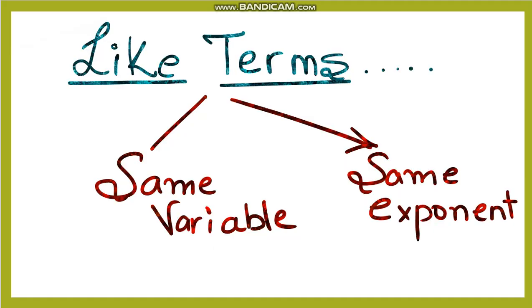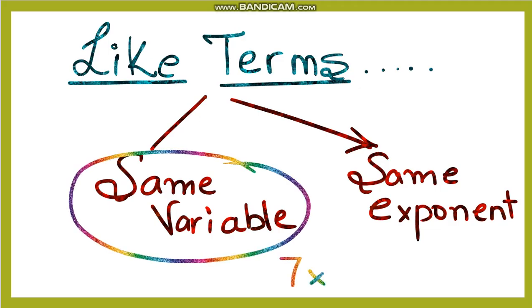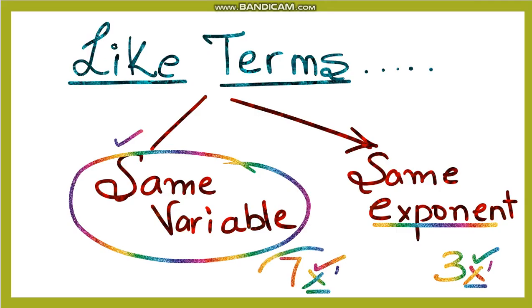Let's quickly review what like terms are. Like terms are terms that have the same variable. For example, 7x and 3x. They both have the x variable. That means the first criterion is met here. Along with this, there is another criterion: they should have the same exponent power. x here has the power of 1 and here also has a power of 1. That means these two are like terms.